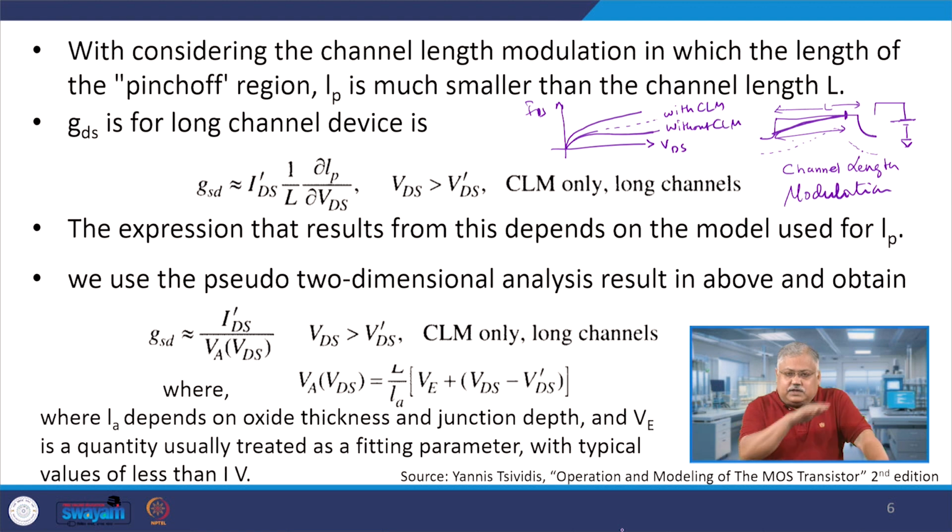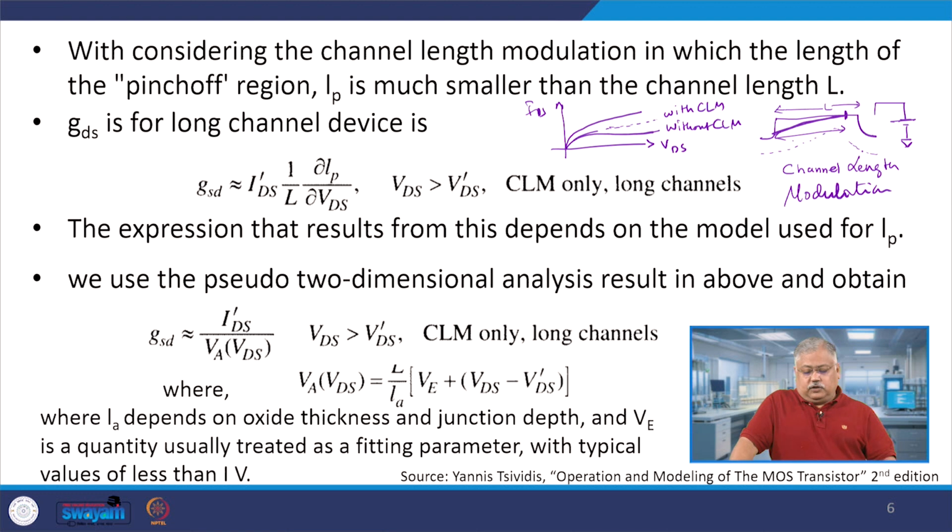Without CLM, you will see a straight line, resistance is maximum. With CLM, because of the reduction in the L, as you go on increasing the value of VDS, since L is constantly going on lowering, W by L is going on increasing, and that is the reason your current is increasing. Therefore you have a finite resistance even in the saturation region, right.